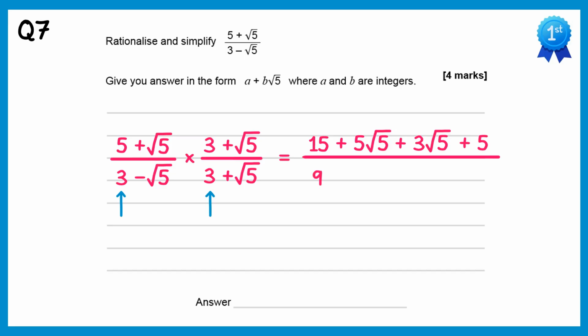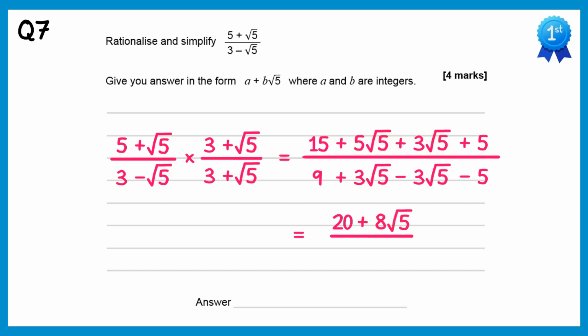We'll do a similar approach on the bottom. 3 times 3 is 9, 3 times root 5 is plus 3 root 5, negative root 5 times 3 is negative 3 root 5, and negative root 5 times positive root 5 is negative 5. We can now simplify. So on the top you've got 15 add 5, which gives you 20, and then 5 root 5 add 3 root 5 gives you 8 root 5. On the bottom 9 take 5, that's 4, and these two terms here cancel out. We're almost there. 20 divided by 4 gives you 5, and then 8 root 5 divided by 4 is 2 root 5.